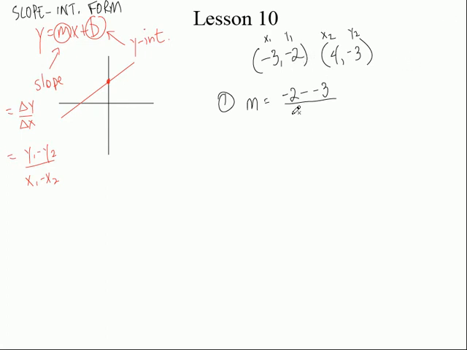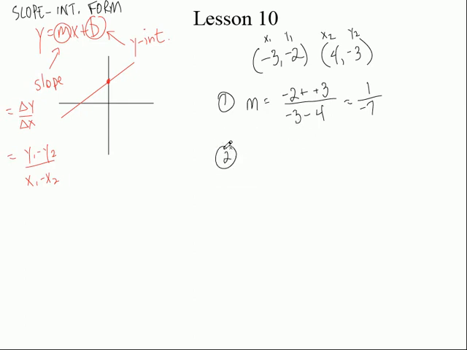Now let's subtract the x's from each other. Negative 3 minus 4. Let's figure out what this is. Well, that's a plus, right? Minus a negative is plus. Negative 2 plus 3 is 1 over negative 3 minus 4 is negative 7. So my slope is negative 1 over 7.